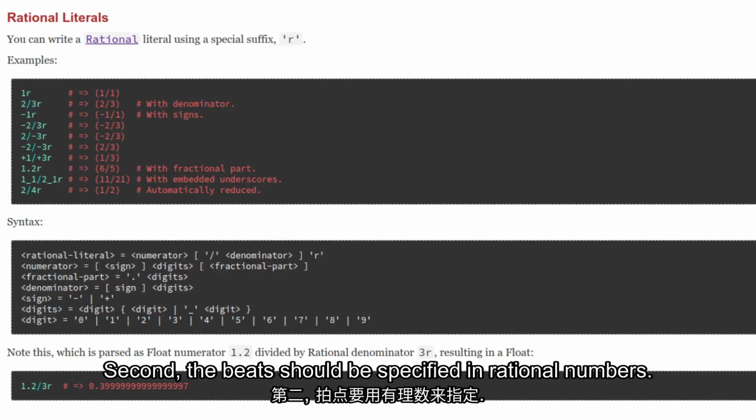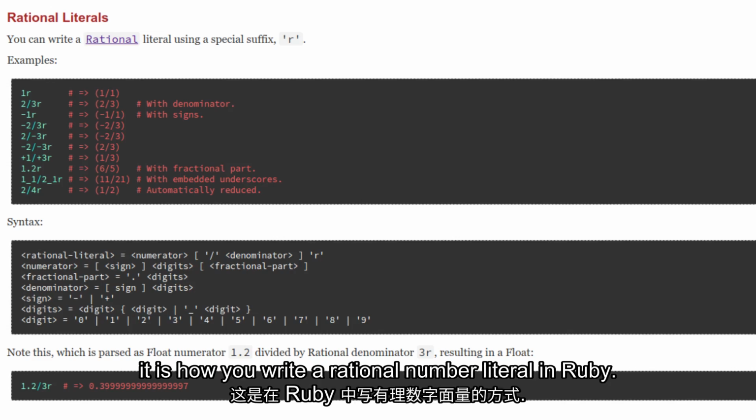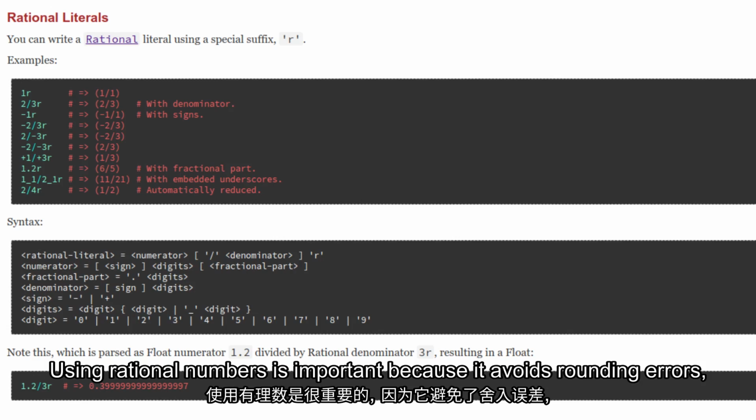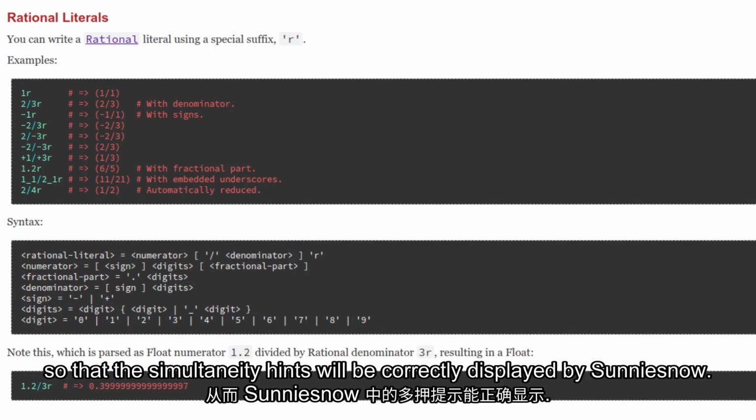Second, the beats should be specified in rational numbers. This is what the trailing R in the numbers comes from. It is how you write a rational number literal in Ruby. Using rational numbers is important because it avoids rounding errors, making sure that the nodes that you intend to be simultaneous are precisely simultaneous so that the simultaneity hints will be correctly displayed by Sunniesnow.